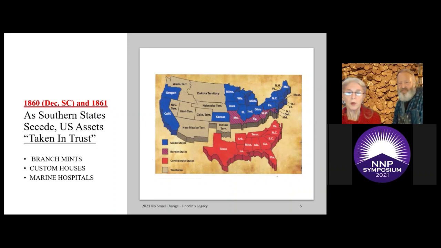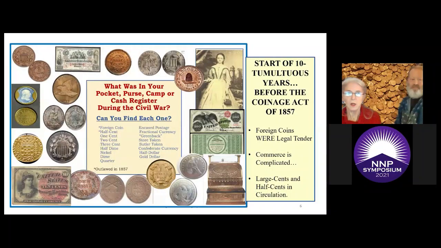But during this period in time, throughout the Civil War, there were a lot of different kinds of coins, a lot of different kinds of paper money that was circulating. And we're going to give you a little overview on a lot of the different things that might have been in somebody's purse, might have been in their wallet, and which added a tremendous degree of difficulty to commerce.